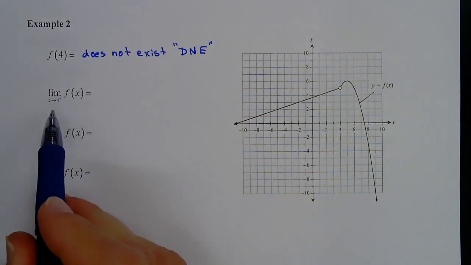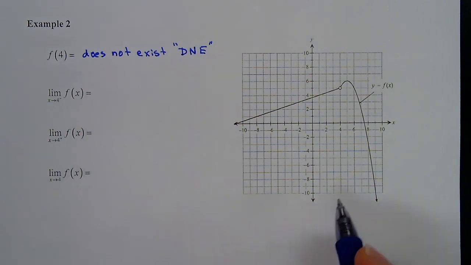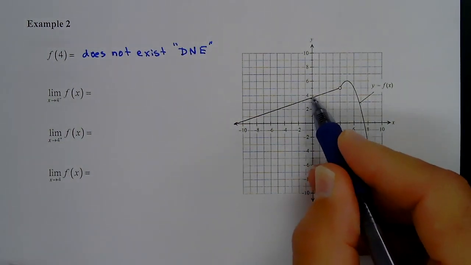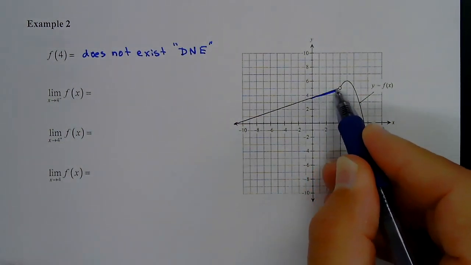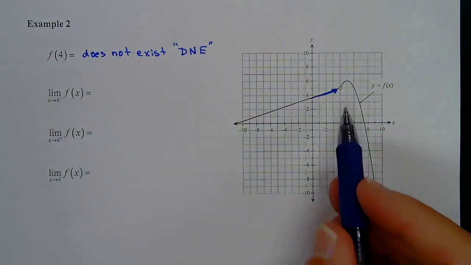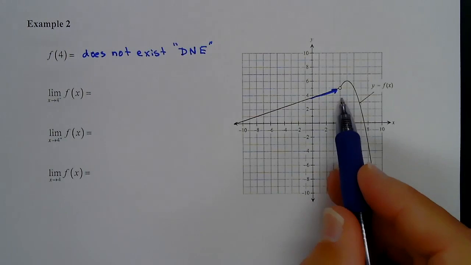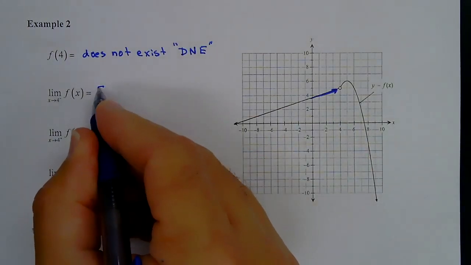This is saying the limit as x approaches 4 from the left. So we're going to approach 4 from the left-hand side, so that'd be going this way. Now the function doesn't exist, but we are getting closer and closer to that open dot, right? And so that's going to be the left-hand limit. The limit as x approaches 4 from the left is equal to 5.